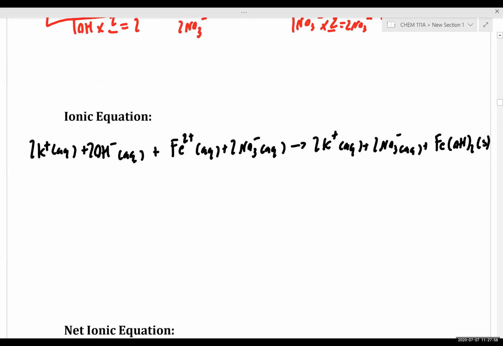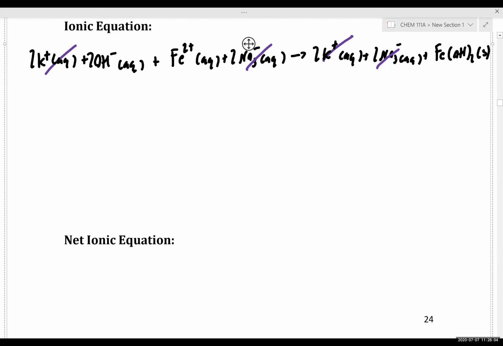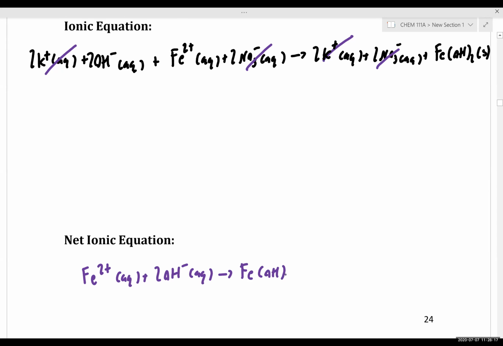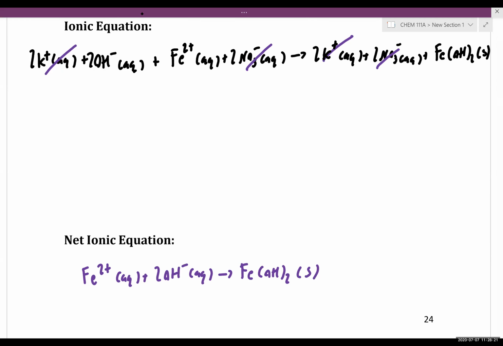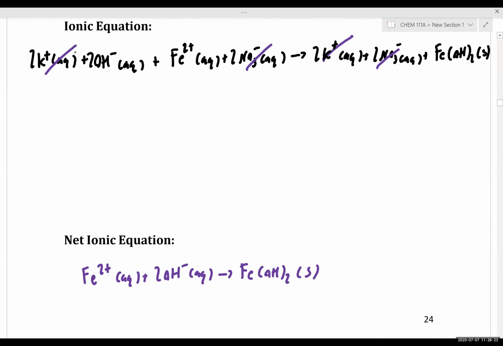Now we cancel our spectator ions, which are potassium and nitrate, and that in turn gives us as our net ionic equation, iron 2 plus aqueous plus 2 OH minus aqueous leads to iron 2 hydroxide solid. Any questions on this example?